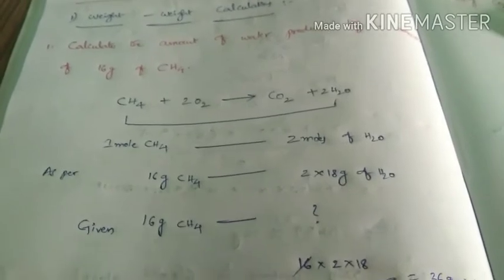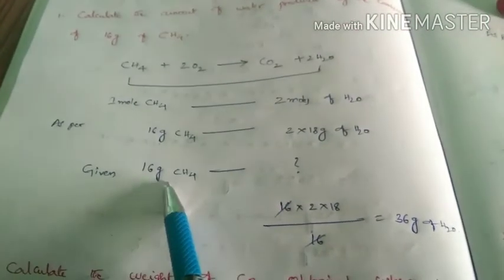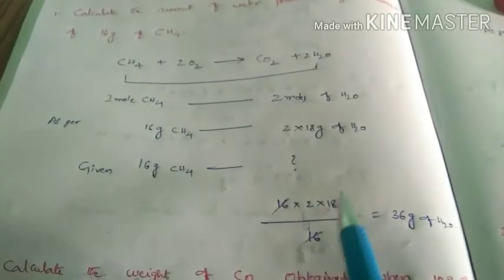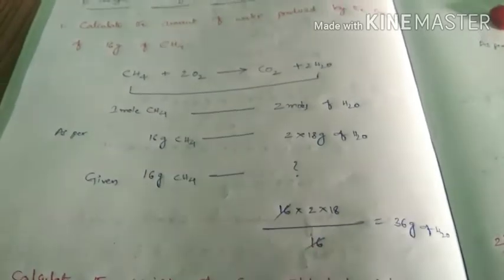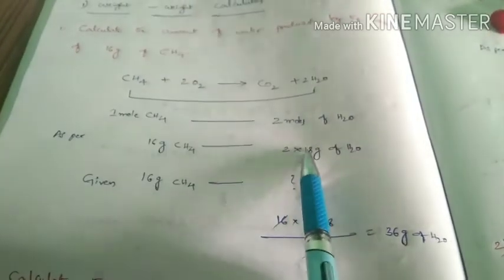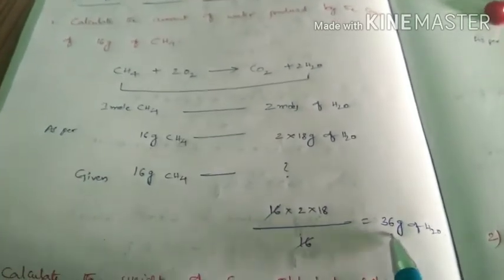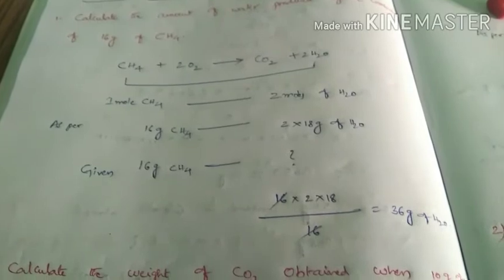So that is the way to do the calculation. Here the calculation is what? 16 into 2 into 18 by 16. Finally, 36 grams of H2O will be formed.